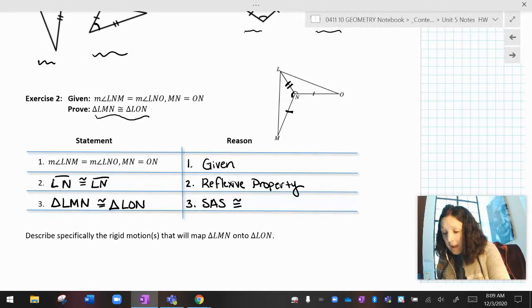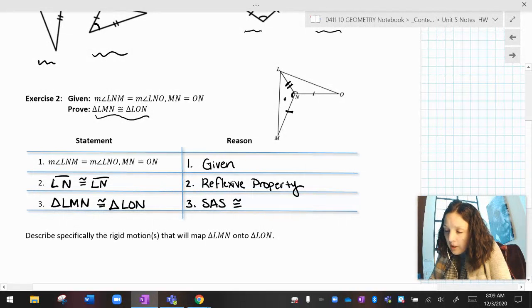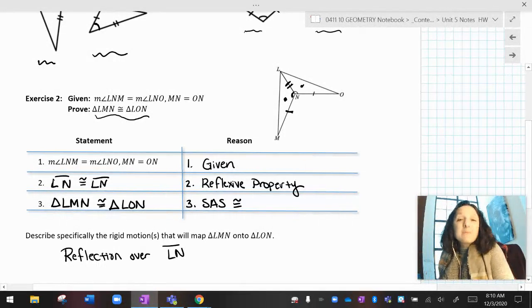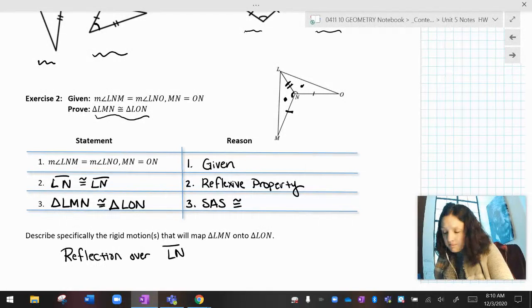Did that. Now, the other thing we can do is say, now that I know that those are congruent, one must map onto the other by a sequence of rigid motions, some transformations. So how do I take the triangle on the left and turn it into the triangle on the right? Well, I'd fold it over LN. We do a reflection over LN. You don't have to do that step as part of a proof, but it's a nice way to link the last unit in this unit.